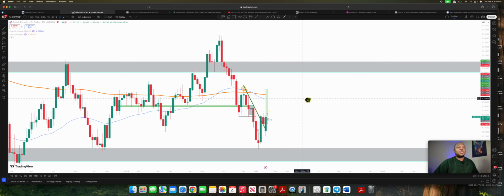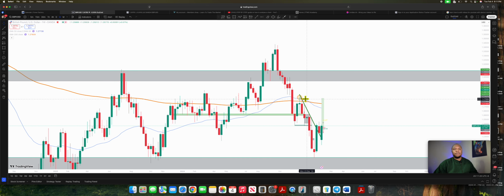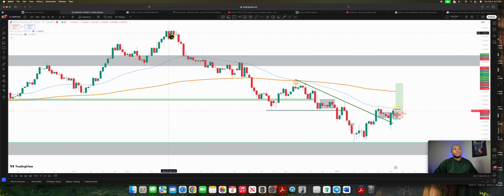Okay, so you see it's in a downtrend, and then we can also reduce it down to the daily. So this is the daily. As you can see, it makes a higher high, a lower low, a higher low, a lower low, right? A lower high, and a lower low.